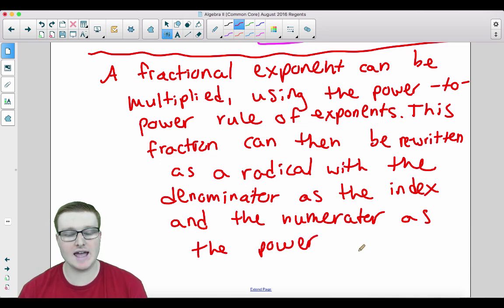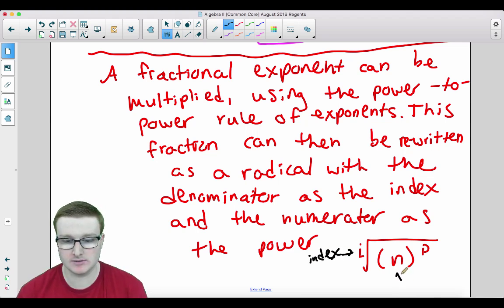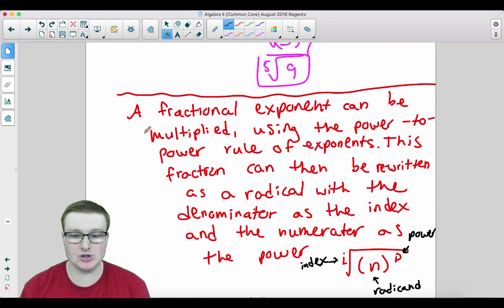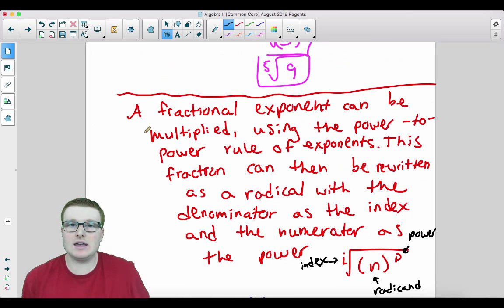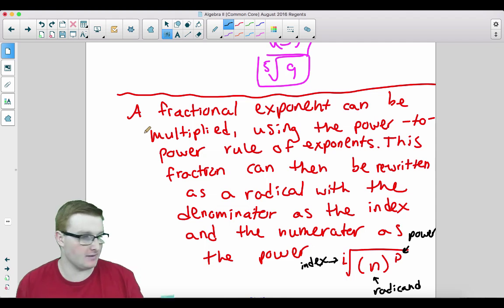Again, you could write this down as your explanation. It's the index, the root. This is your radicand raised to the power. Again, that I is your index. You could also call that R for your root. That's your radicand, and that's your power. Ladies and gentlemen, that is how I explain my answer. You could write anything in that form. That's probably the best answer that you could possibly write.